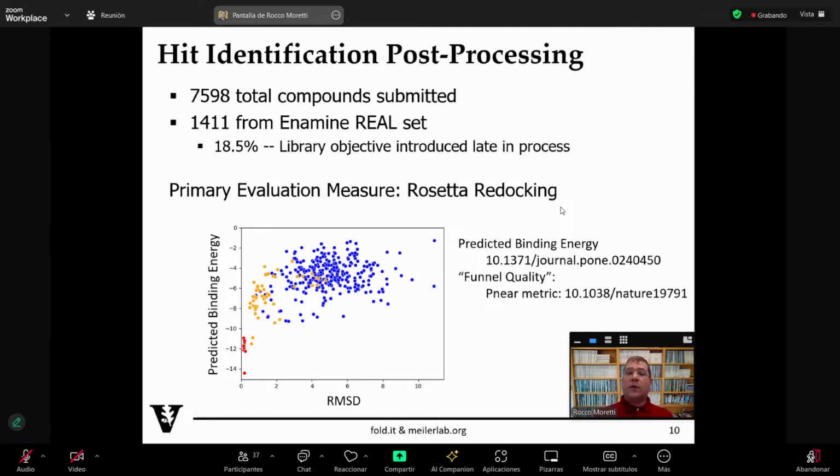The other thing that we were looking for was only those molecules that were going to be redocked into about the same location, the same structure that they were designed to. So things that might have a good binding energy, but were moving in the pocket or were not where they were designed, we wanted to discard those. And so for this purpose, we looked at the funnel quality, or the PNear metric, which evaluates the score versus RMSD plot and sees how likely it is that we're going to be in that lower left-hand corner where we have a good binding energy and a low RMSD to the design structure.